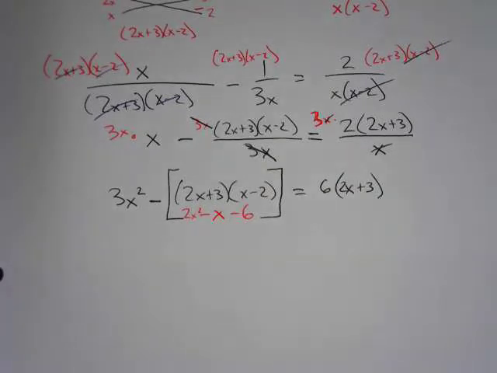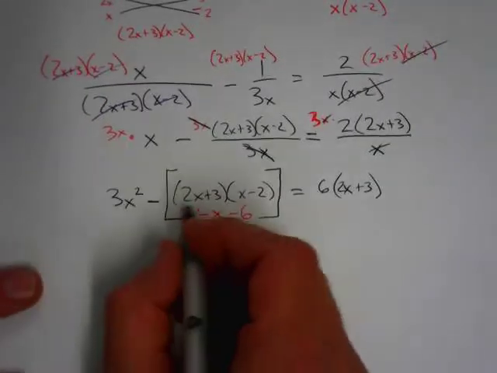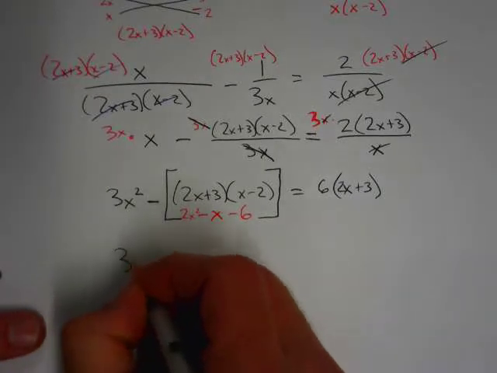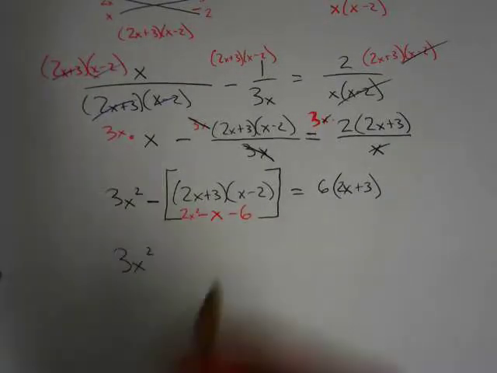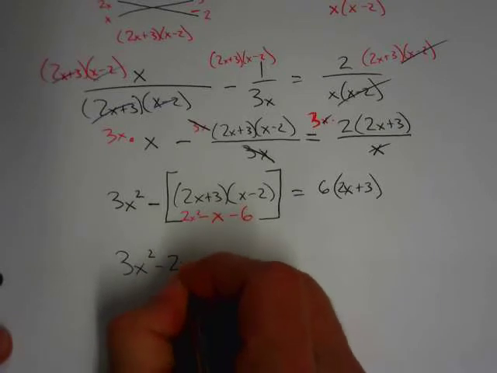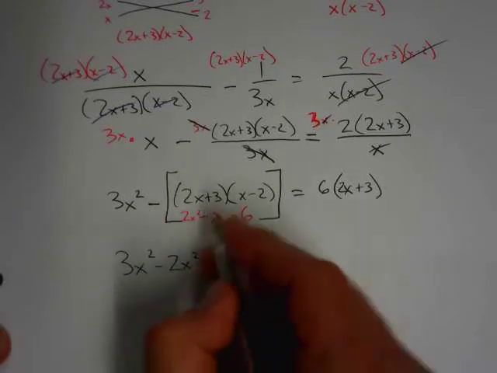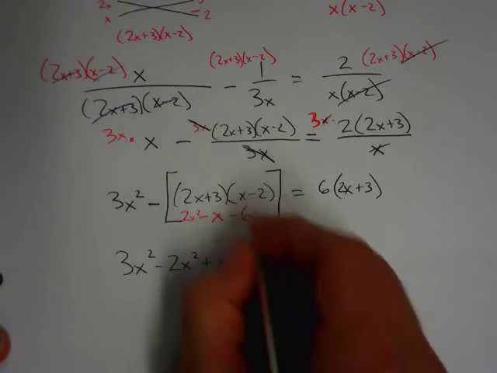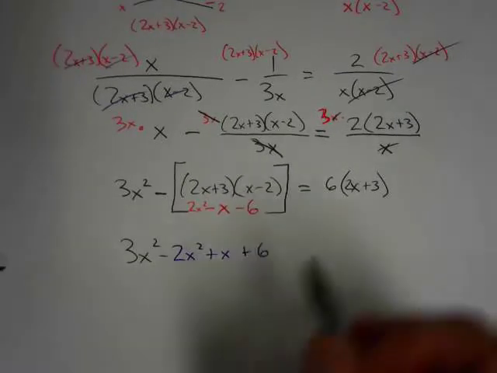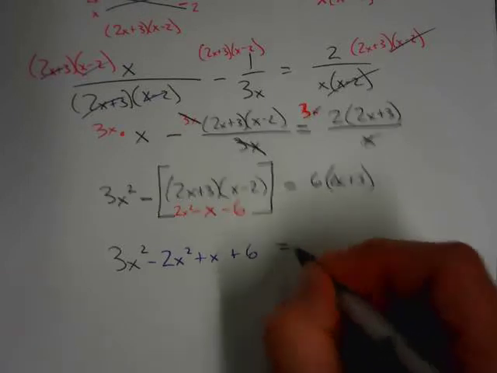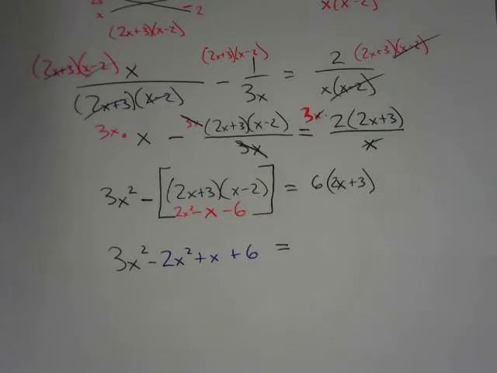All right? Don't be afraid. It's just I'm going step by step. Hopefully you're listening too, not just watching. I'll catch you all sleeping. So now I have my 3x squared. Careful of that minus sign. That's going to be now minus 2x squared. That's now going to be plus x and plus 6. So you have to be careful with subtraction. Subtraction is a crazy, crazy thing.